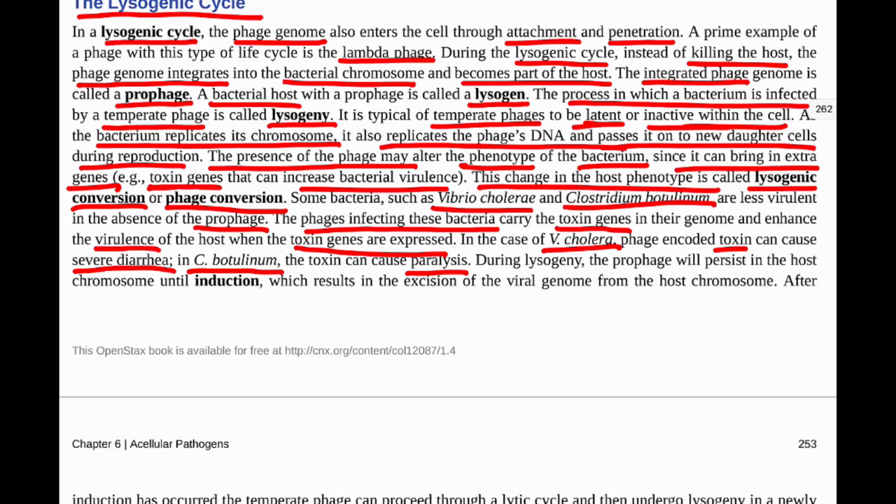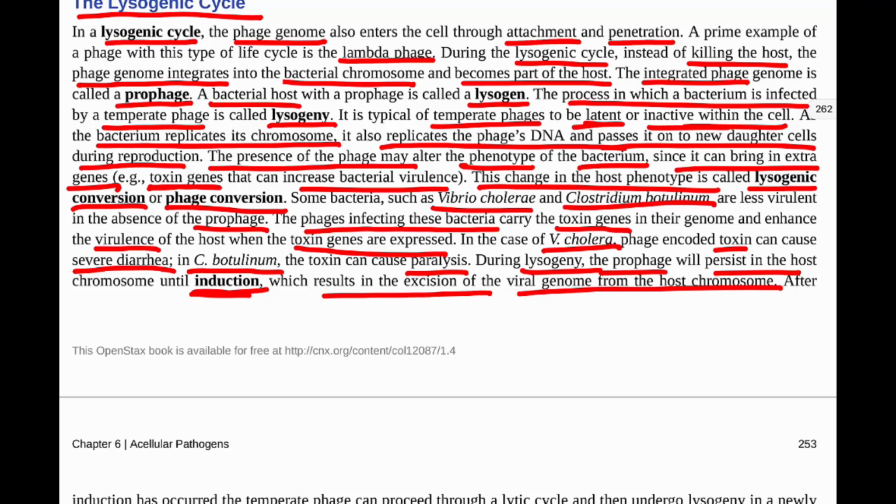During lysogeny, the prophage will persist in the host chromosome until induction. The prophage, which is the DNA that's integrated itself into the chromosome, will just hang out in there, and it will just keep being copied and put into new daughter cells over and over again until induction. Induction is when it's going to excise itself, take itself out of the chromosome of the bacteria cell, and then go back into the lytic stage.